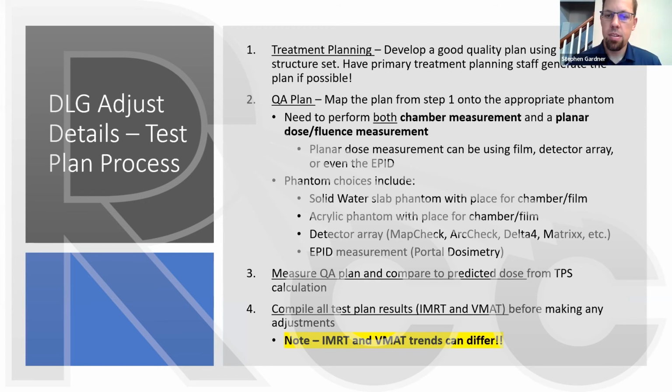You can see some choices for phantoms. We typically just use solid water, but there may be others that you're utilizing. So we measure the QA plan, compare to the predicted dose from the treatment planning system, and compile all the test results before making any adjustments. And please know that the trend that you see for IMRT and VMAT can be quite different. So we want to compile all the results, and then we'll have a game plan for how we can adjust and test this further.